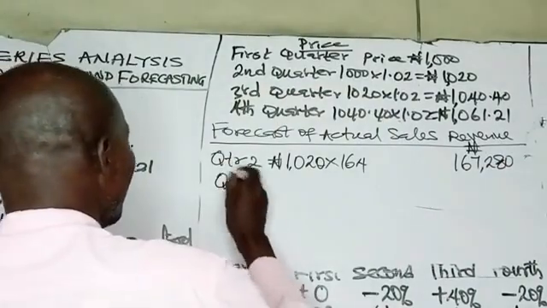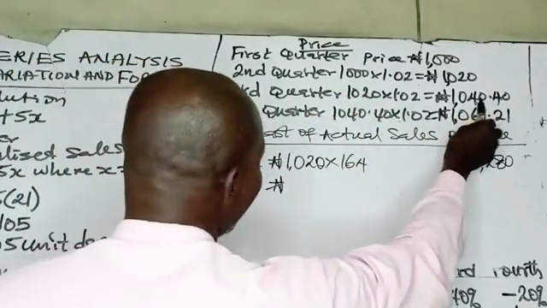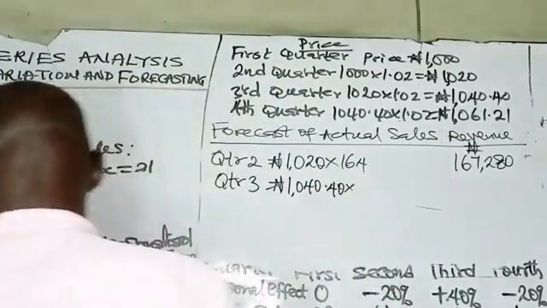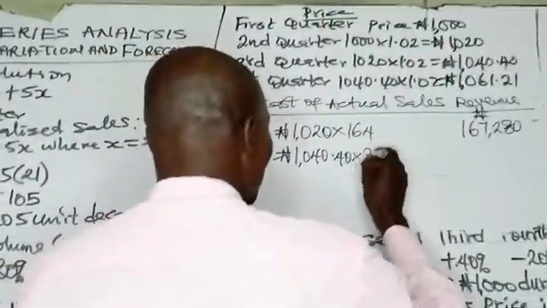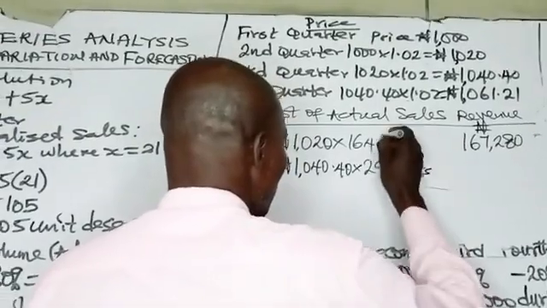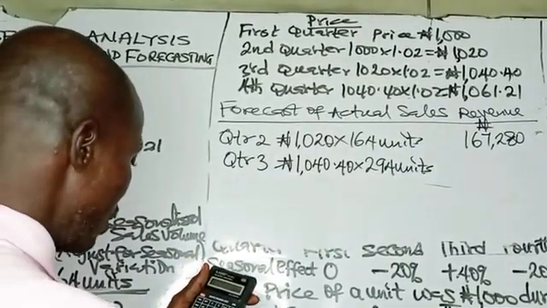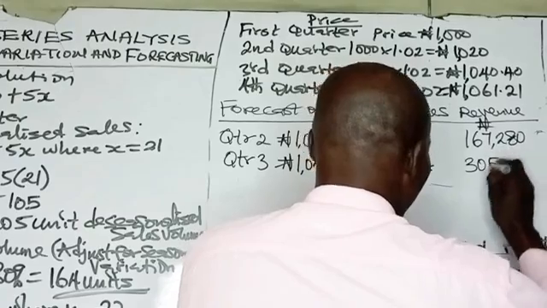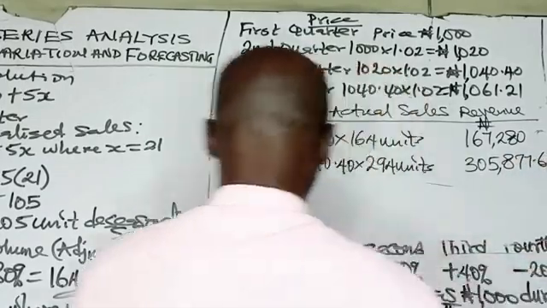So the third quarter of the year 2020. The selling price is 1,040.40, 1,040 naira 40 kobo. The number of units sold, actual sales volume, is 294 units. We have 1,040.4 times 294. That gives us 305,877.60.